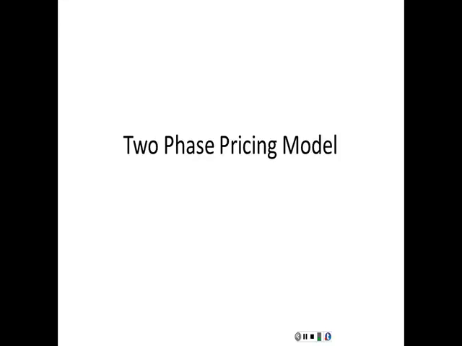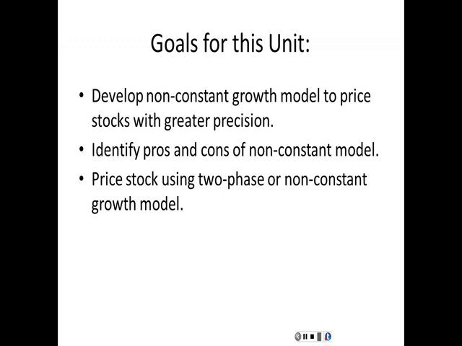So our final lecture on stocks sort of addresses the weaknesses of our first two models and tries to come up with a comprehensive model that'll work. Unfortunately, it's still going to have some weaknesses, but it's better than the first two models we presented here. We call it the two-phase pricing model. It's often called the non-constant growth model. So our goal here is to develop this model, learn the features of it, and work an example.